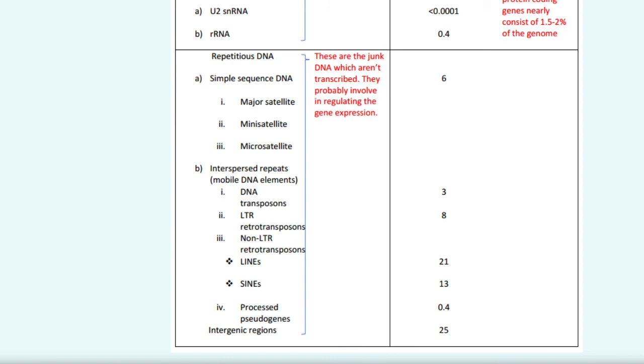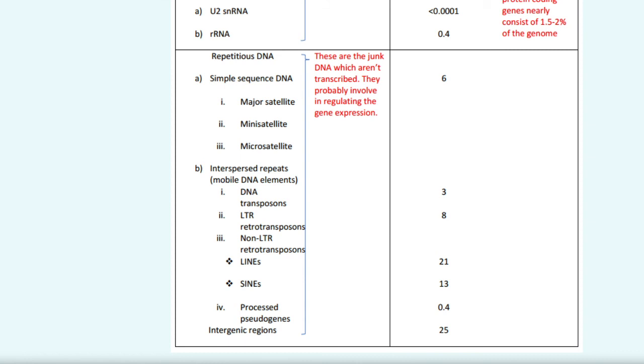LINE. This is the abbreviation of long interspersed nuclear elements, and SINE. This is the abbreviation of short interspersed nuclear elements. LINEs contain 21% of our genome, and the length is more than 100,000 base pair, and the SINEs contain 13% of our genome, and the length is 300 base pair.